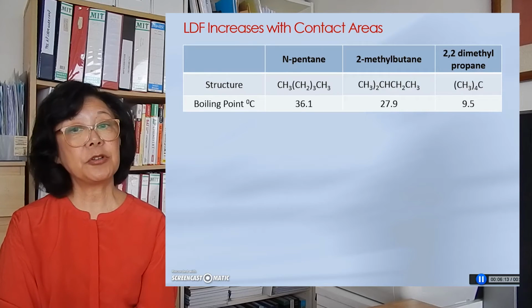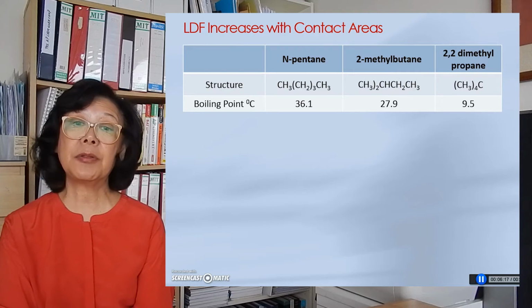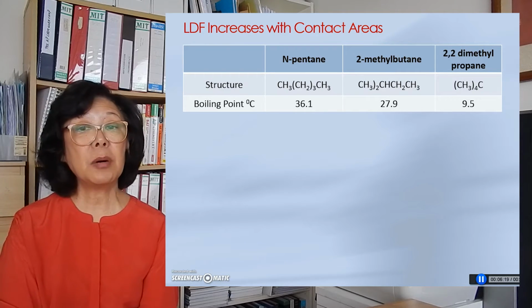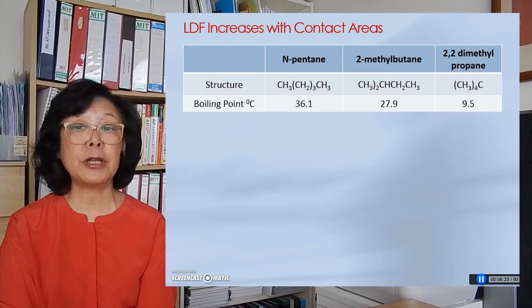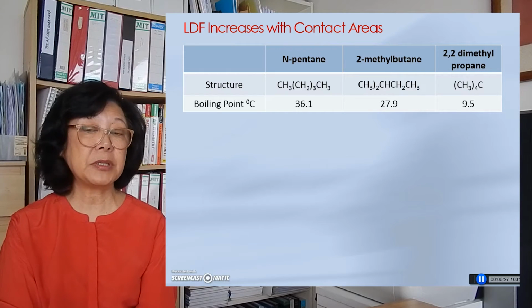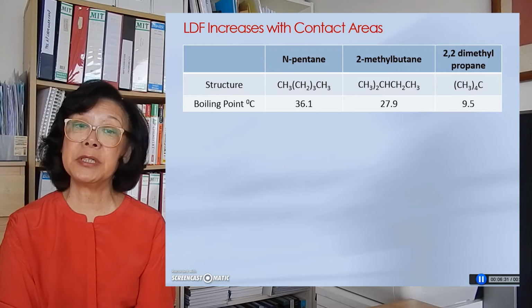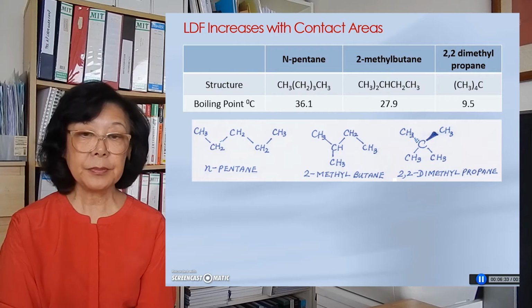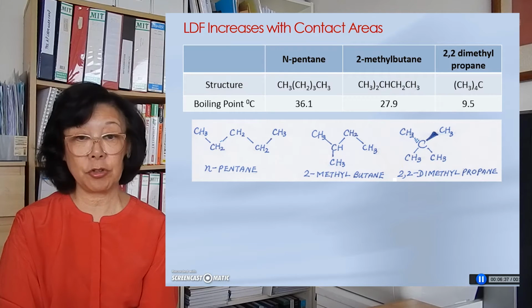The London dispersion force increases with contact areas. So here are three molecules, normal pentane, 2-methylbutane, and 2,2-dimethylpropane, with their relative boiling points as 36.1, 27.9, and 9.5 degrees C respectively. Now here is a diagram showing their molecular structure.